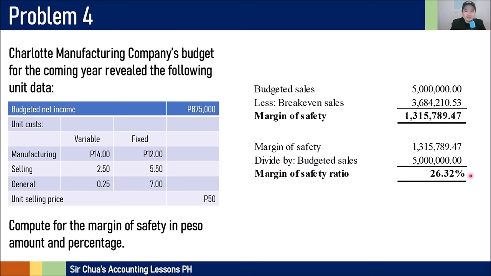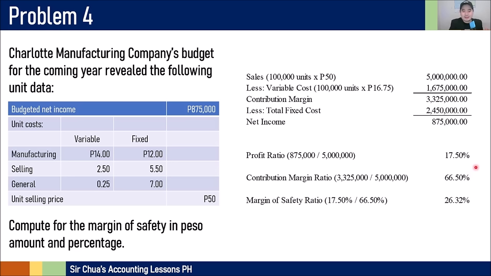26.32%. Now, as we said earlier, there is also another way, going through the profit ratio and contribution margin ratio to get your margin of safety ratio. So, let's first reconstruct the variable costing income statement to do this analysis. So, 100,000 units sold times 50, that's 5 million. And then, 100,000 times 16.75 for your variable cost, that's 1,675,000, gives you this contribution margin, less your total fixed cost of 2,450,000, your net income is 875,000.